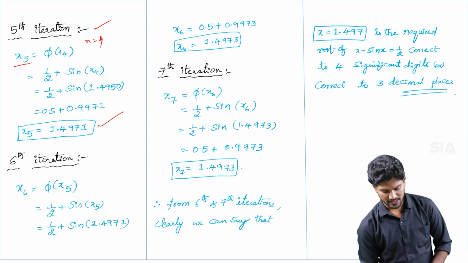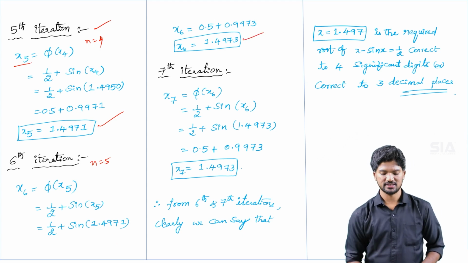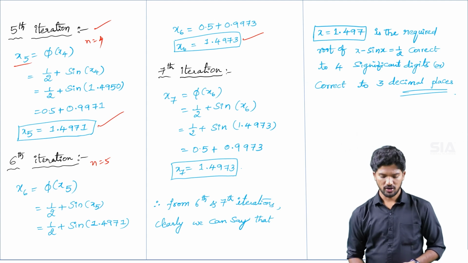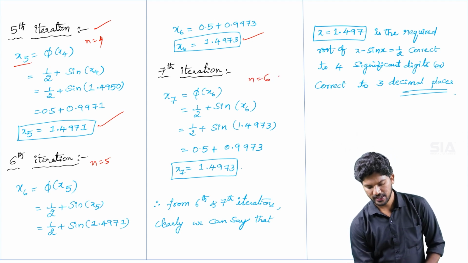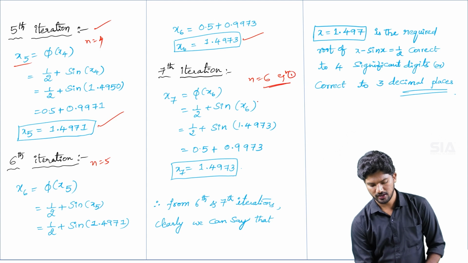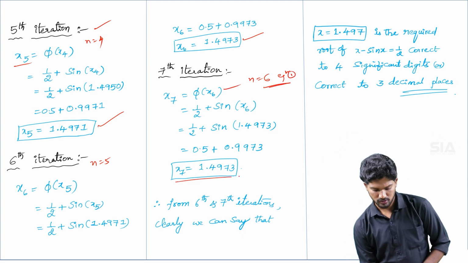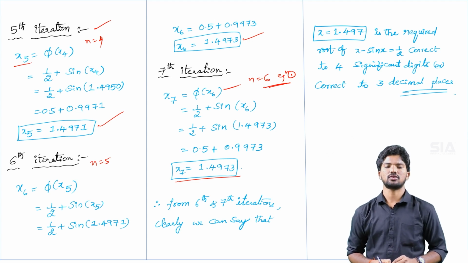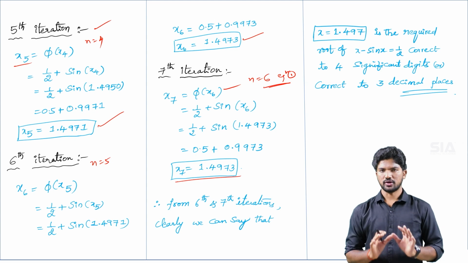Next, sixth iteration, n is equal to 5 in equation number 1, so then you will get that x6 is equal to 1.4973. Next, seventh iteration, for n is equal to 6 in equation number 1, so if you substitute and simplify that whole process, you will get that x7 is equal to 1.4973. Okay, up to here it is okay.